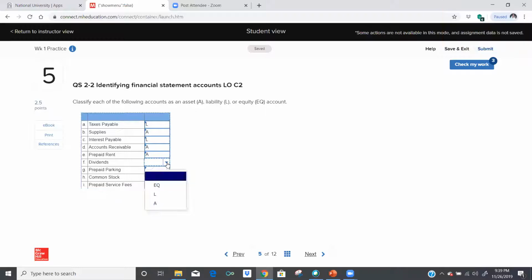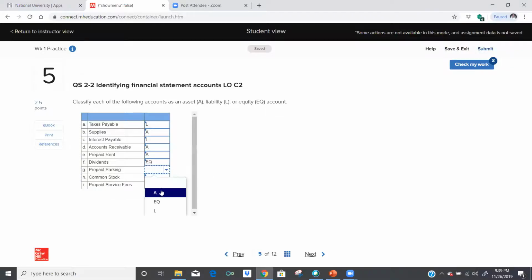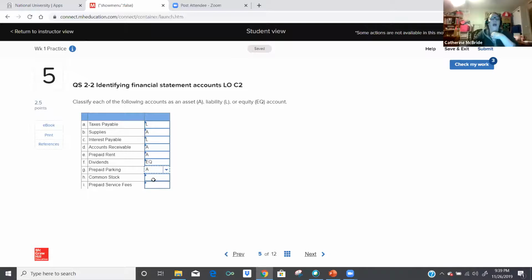Equity. Equity, yay. Prepaid parking, same thing. We paid parking in advance. Asset. Yep, it's an asset. Common stock, asset, liability, or equity? Equity. Yep.